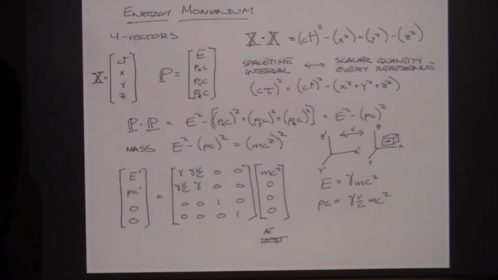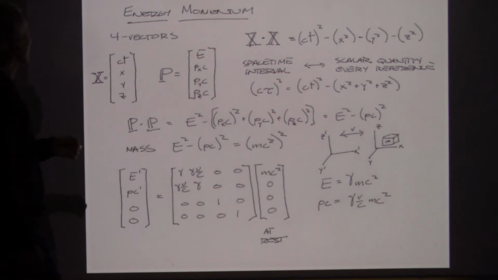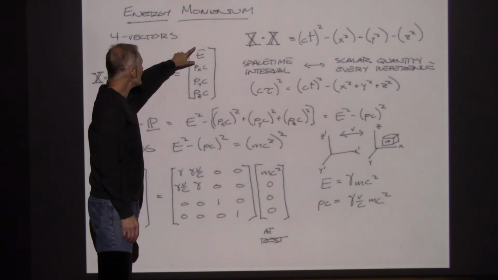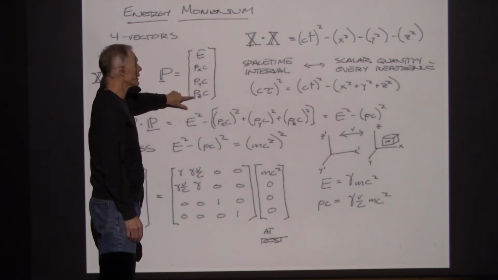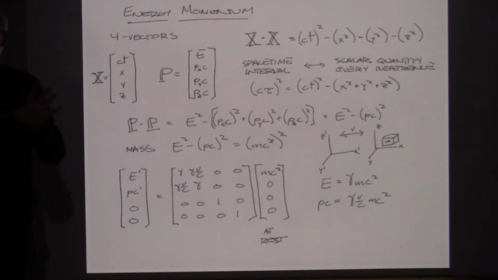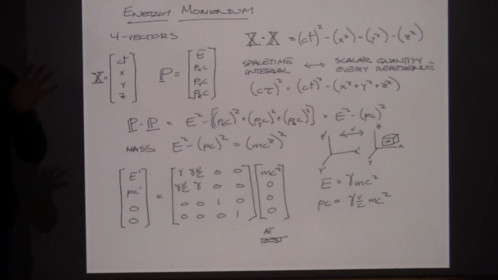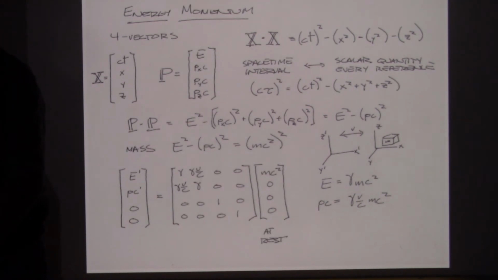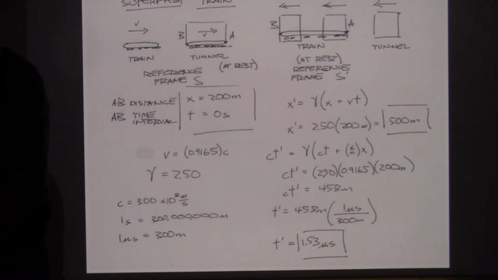Now, another four-dimensional vector is the total energy-momentum vector. And you guys are saying, oh yeah, I always suspected that momentum and energy were kind of the same thing, and they are. Energy is the time component of momentum. Momentum components are the space components.